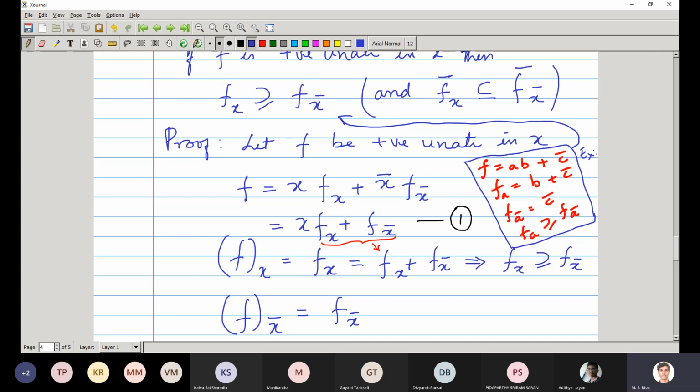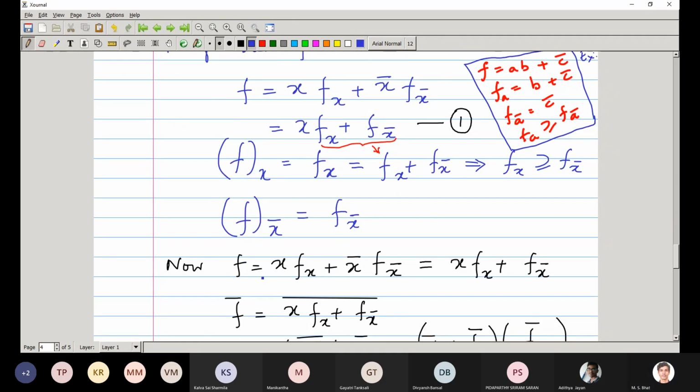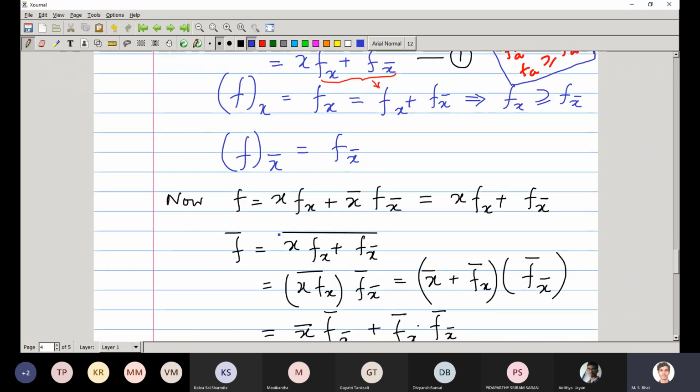Now if I take the cofactor of F with respect to x, you get Fx. Here this boils down to Fx plus Fx bar, because x is set to 1. Now Fx is Fx plus Fx bar, which implies Fx contains Fx bar. That is how you prove it. If this holds good, then F is positive unate in x. Similarly, the cofactor of F with respect to x bar will be Fx bar.